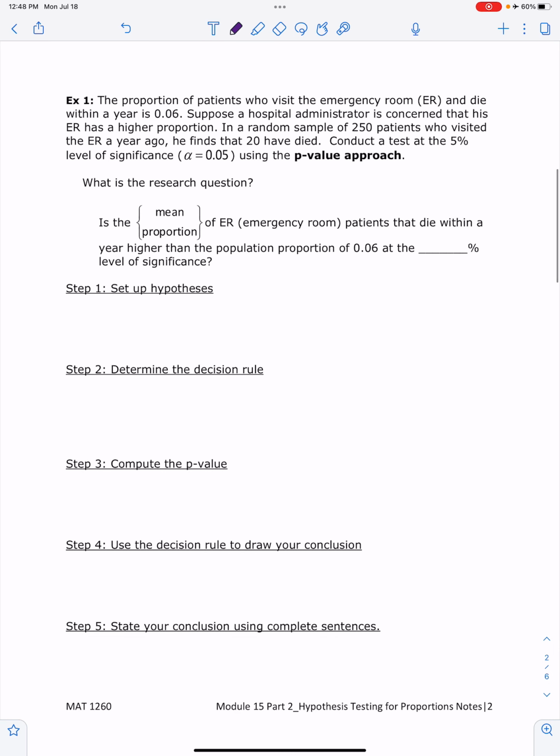Here are the Mod 15 Part 2 notes. This is page 2. Pages 2 and 3 are going to walk through an example, give you the chance to dissect what we're doing and make sure it makes sense, and then the last couple of pages have example upon example. So here's example 1.